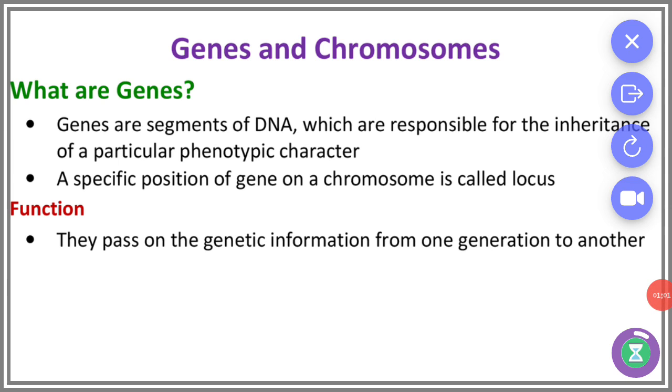First of all, genes and chromosomes. What are genes? Genes are segments of the DNA which are responsible for the inheritance of a particular phenotypic character. Phenotypic character means the external expression of a particular trait is known as phenotype. A specific position of a gene on a chromosome is called locus. It's a very important one. The function of genes is to pass on the genetic information from one generation to another, so they carry the hereditary information from one generation to the next generation.